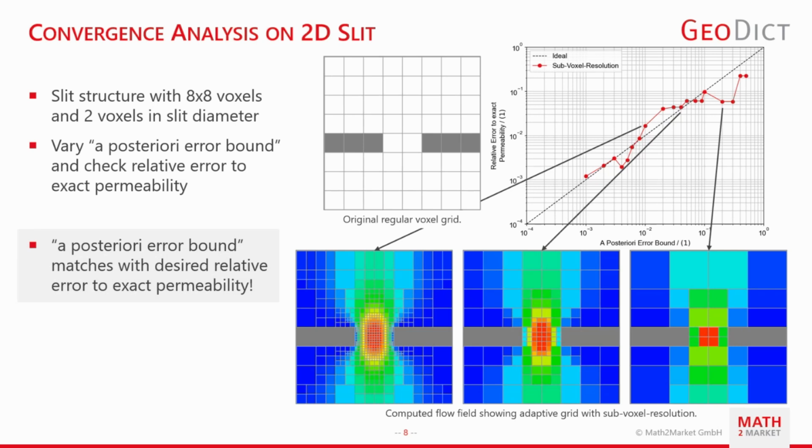On the bottom, you can see what happens if I prescribe different posteriori error bounds. The solver starts to introduce sub-voxel cells in the slit and also around the slit. When you want to increase the accuracy, the solver starts to introduce more and more sub-voxel cells in the center of the slit. And here it also works very well.